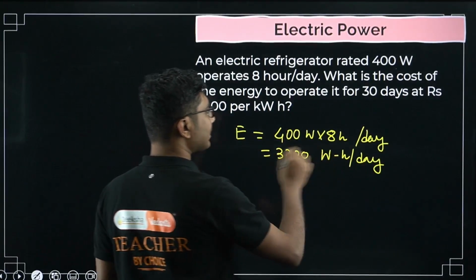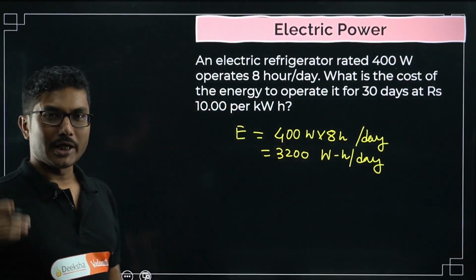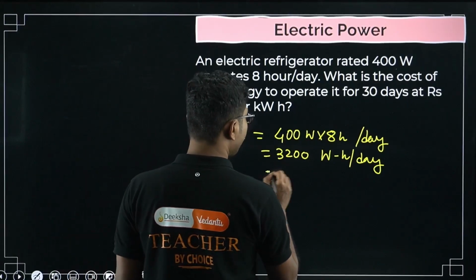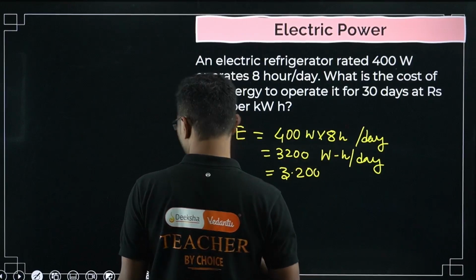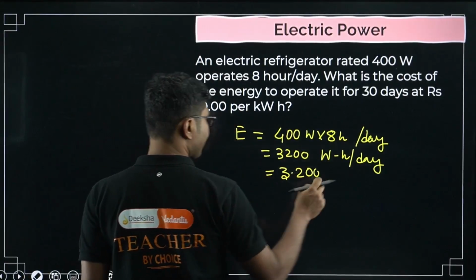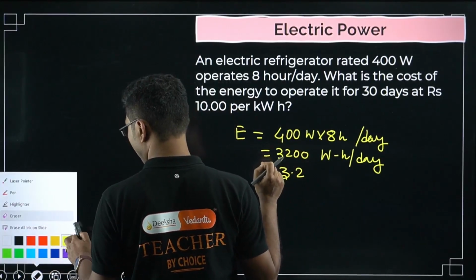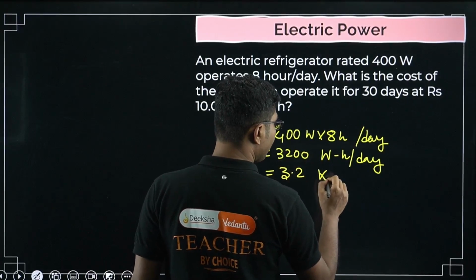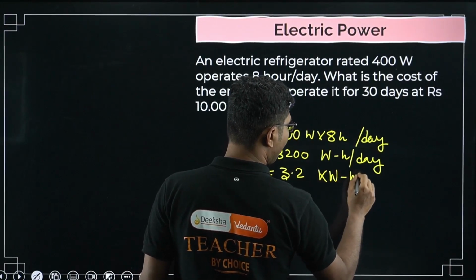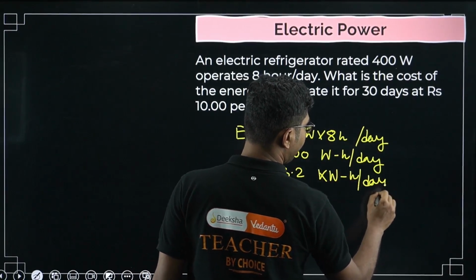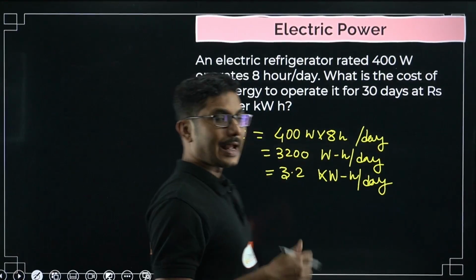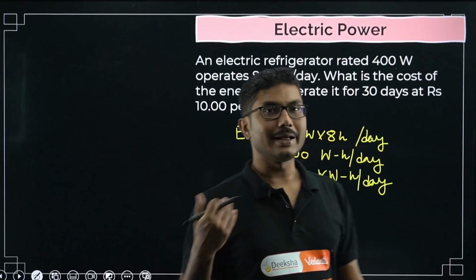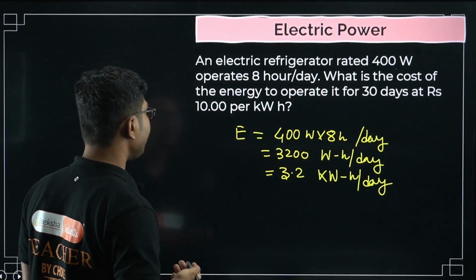But this is not sufficient. Watt hour is not the unit we want. We want the unit to be kilowatt hour. So you have to divide it by 1000, and it will become 3.2. So that will be 3.2 kilowatt hour per day, right? This is the energy bill, so 3.2 units per day. So how many units will it consume in 30 days?